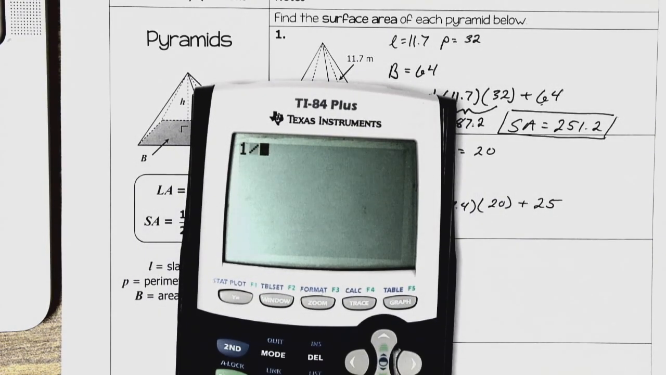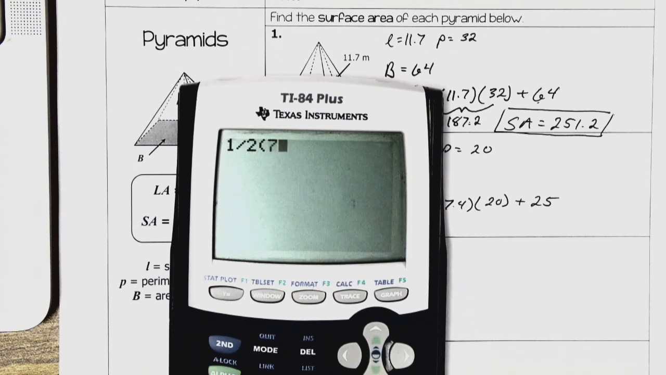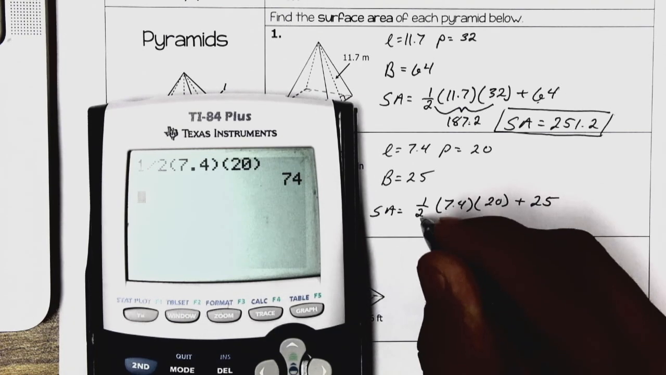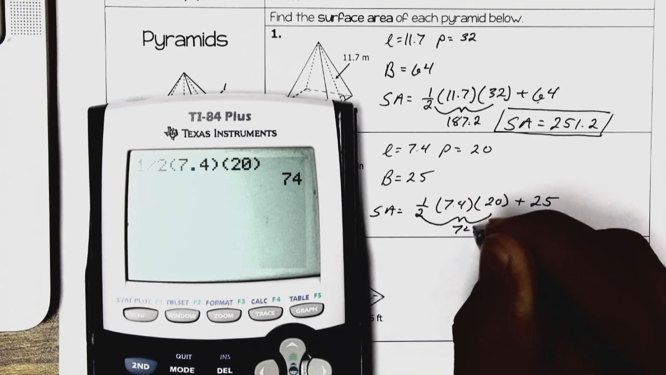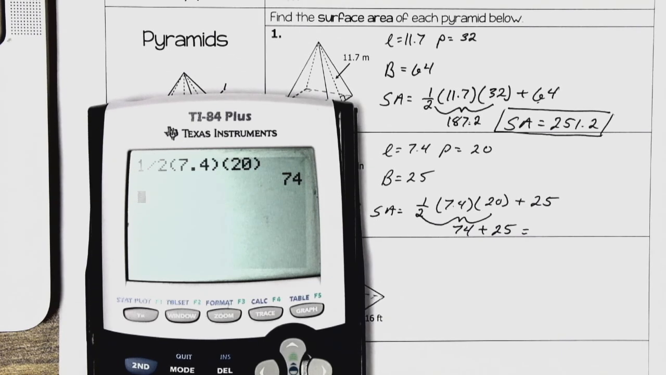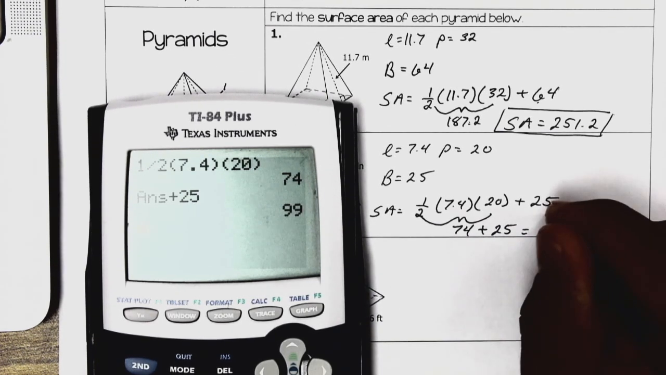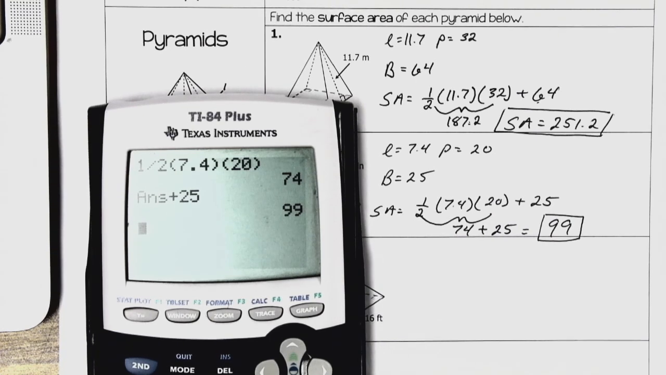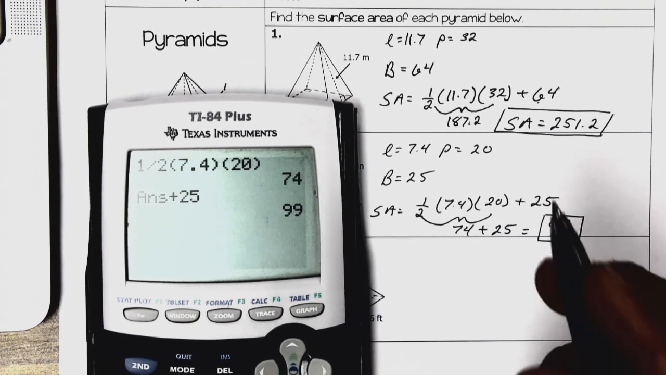So 1/2 times, what is it, 7.4? Yeah, 7.4 times 20. So this is 74. So right here, this is 74. Then plus that 25 right here is 99. And this is the surface area right there, 99. Oh, it's supposed to be 174, my bad.